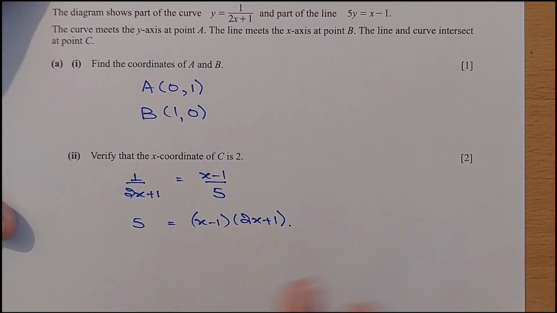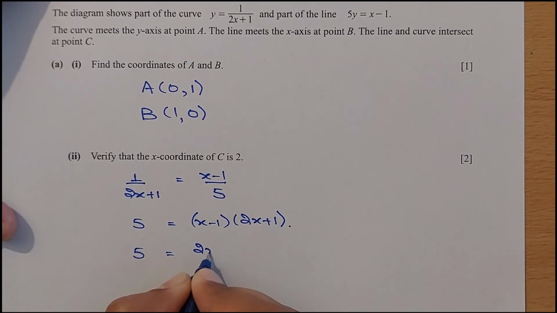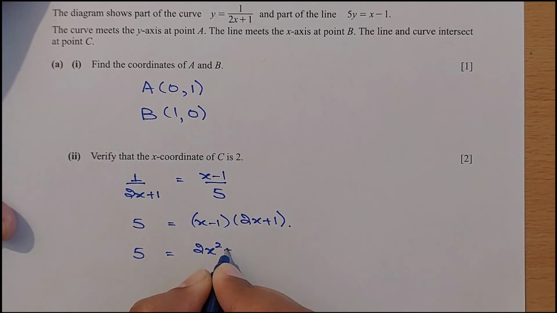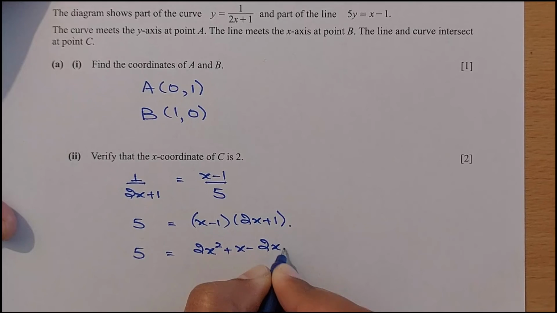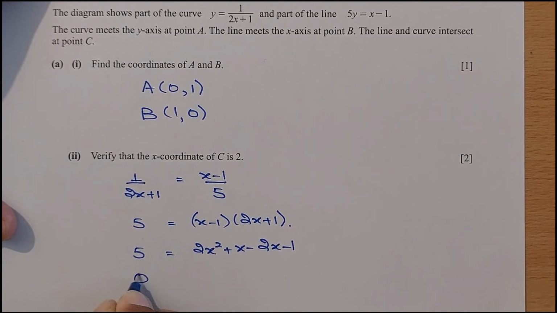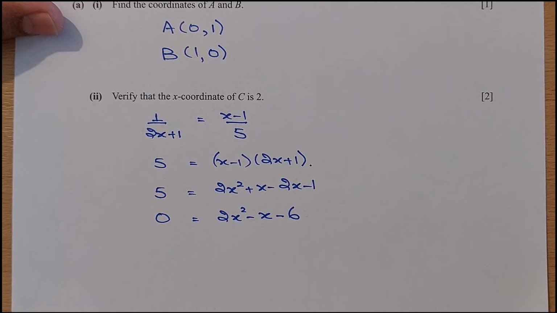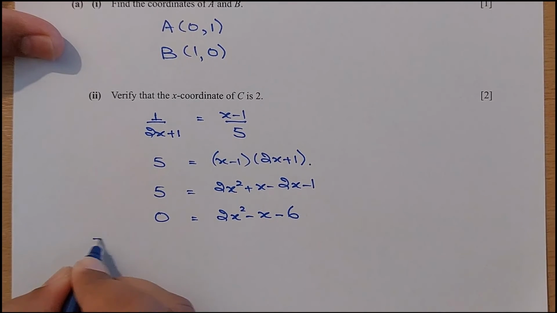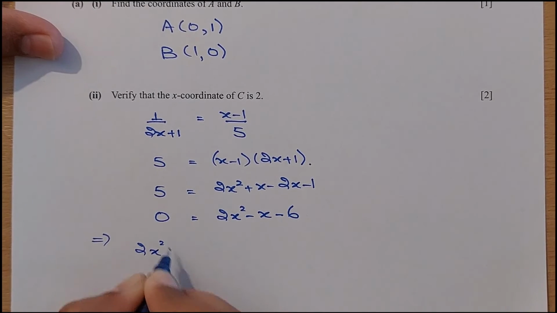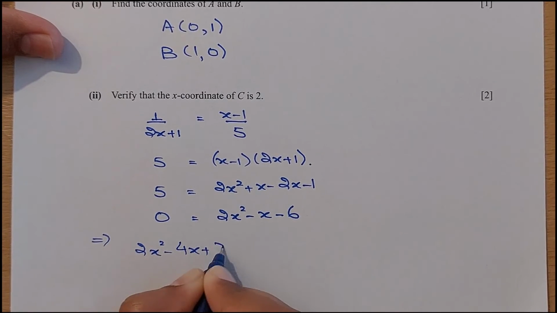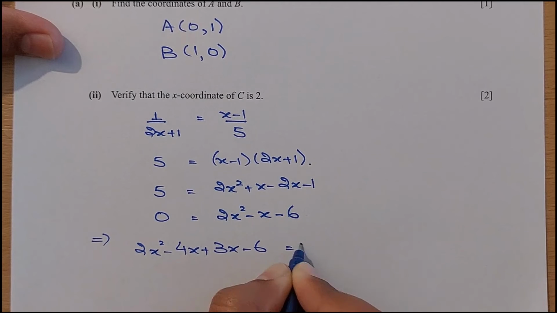We have 5 equals 2x square plus x minus 2x minus 1. So 0 equals 2x square minus x minus 6. This looks like a quadratic equation, so let me do the factorization. 2 times 6 is 12, 4 times 3 is 12. So we have 2x square minus 4x plus 3x minus 6 equals 0.